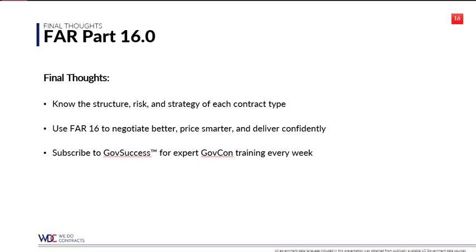FAR 16 is more than pricing. It's about partnership. Whether you're on a fixed price or cost-plus path, knowing how risk is shared makes you a better bidder and a smarter operator.